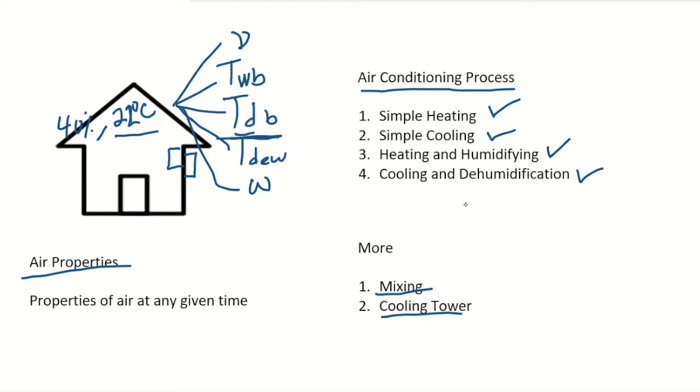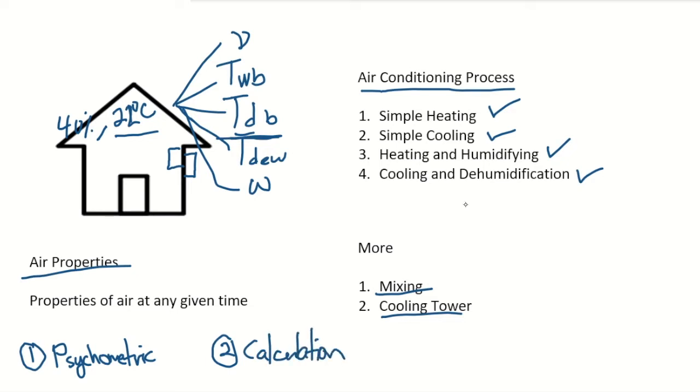So in order for us to calculate, there are two methods. Number one, we use a chart. We call this the psychrometric chart. Number two is from equation. We're going to use calculation. So these are two methods in order for you to calculate the properties or any air conditioning process involved, using the psychrometric chart and calculation.